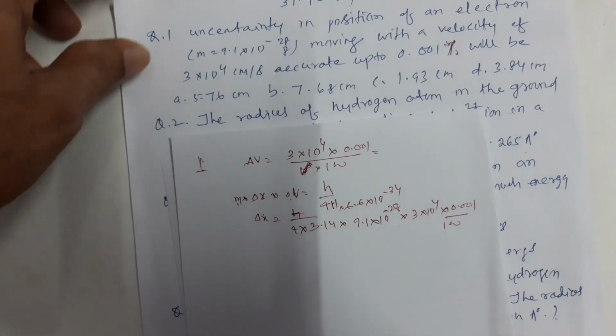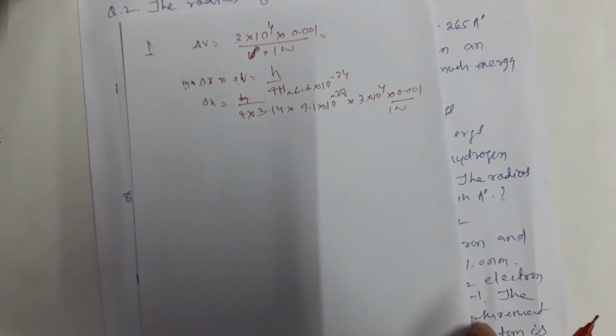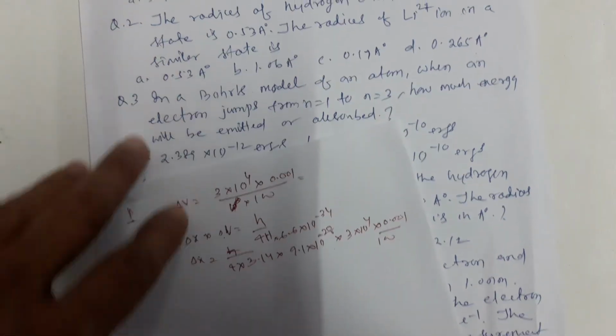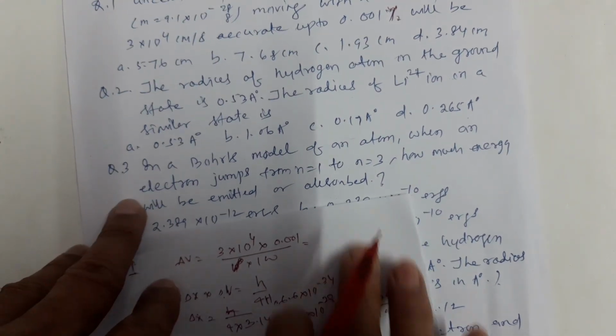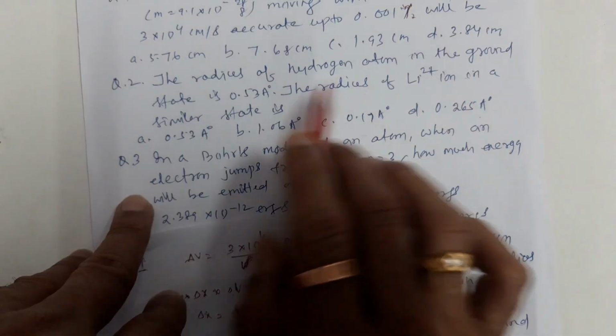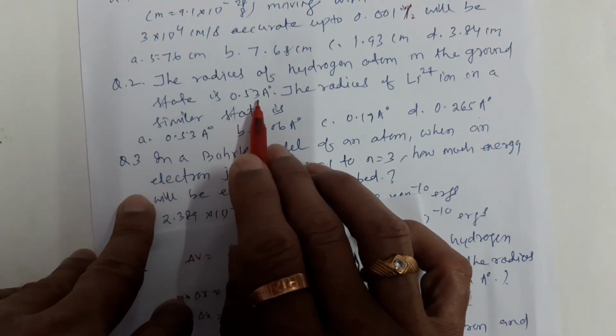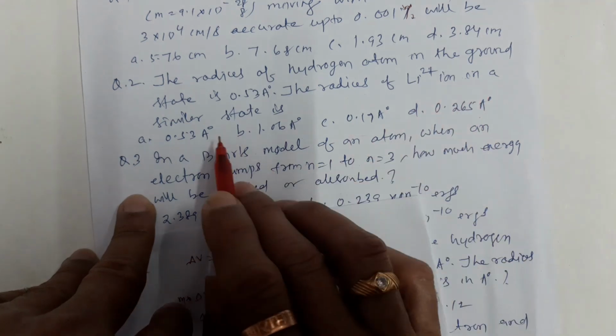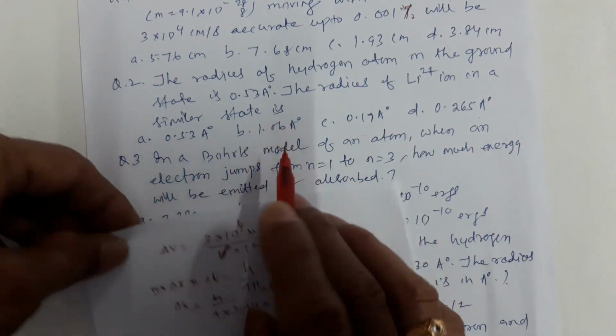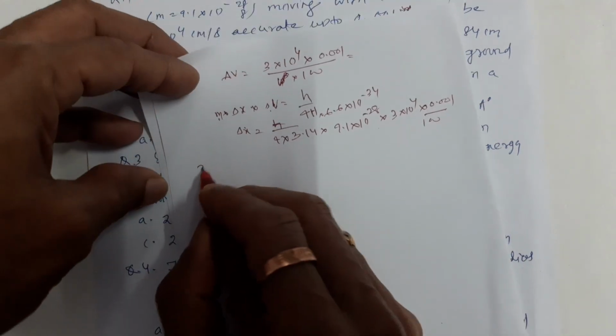Okay, next, question number 2. The radius of the hydrogen atom in the ground state is 0.53 angstrom. The radius of the lithium 2 plus ion in a similar state is what? Okay, so this is question number 2.